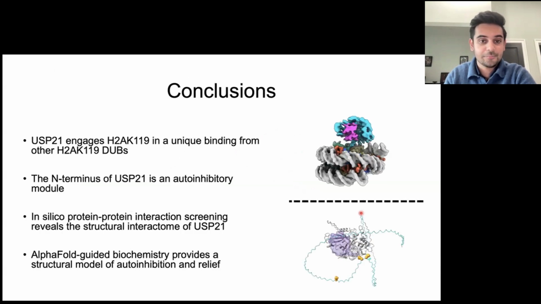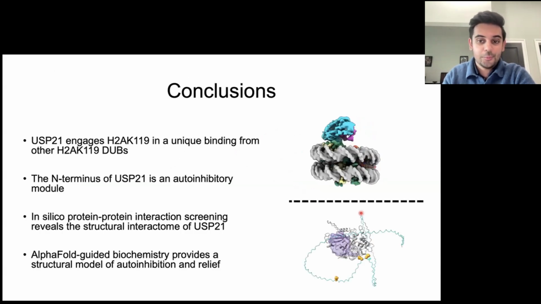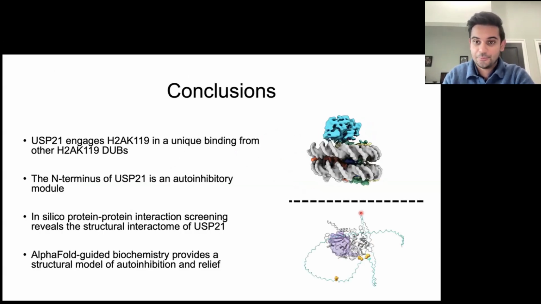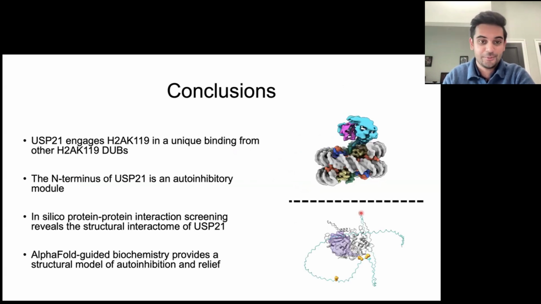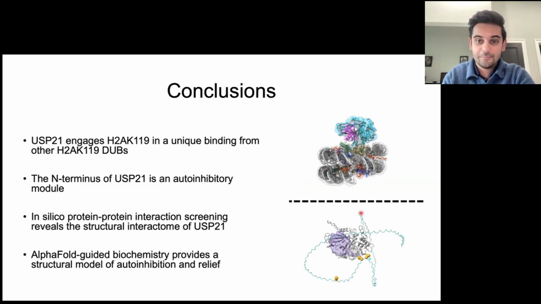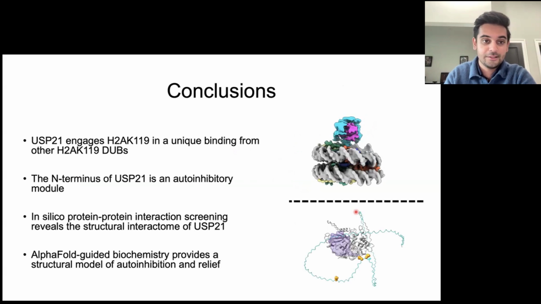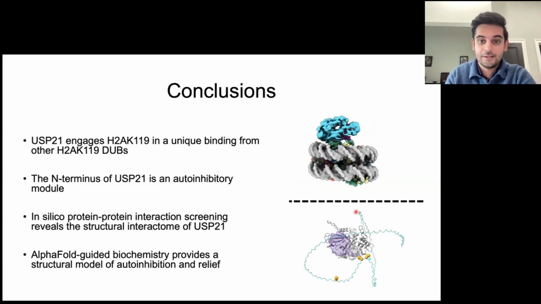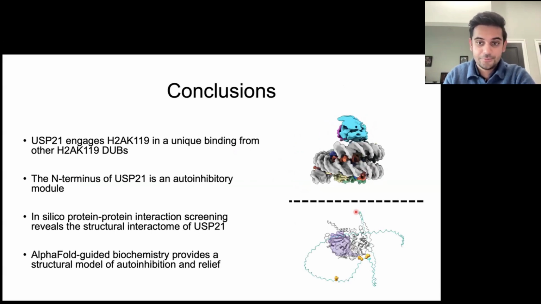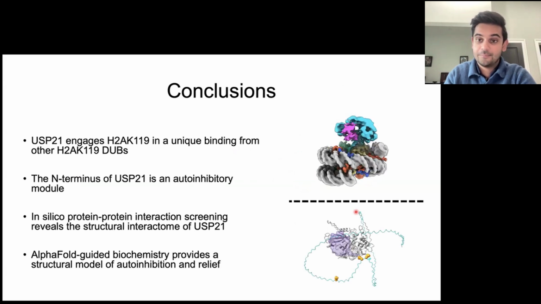And so with that, I'll jump to my conclusions, which is I hope I was able to tell you a very interesting story about the ordered and disordered regions of USP21 and how by cryo-EM we're able to show that USP21 utilizes a unique binding mode onto the H2AK119 ubiquitinated nucleosome in comparison to other DUBs that have been reported.